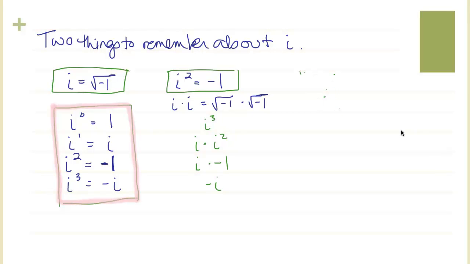So I don't want to change screens. I want to keep that same screen up. If we know that i to the third is -1, what's i to the fourth? Well, i to the fourth we can think of as i squared times i squared. What's i squared times i squared? -1 times -1, that's 1. i to the fifth, we can think of that as i times i to the fourth, which is 1 times i, which is i.